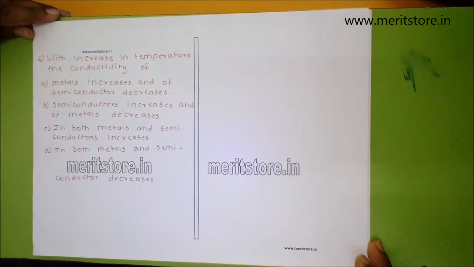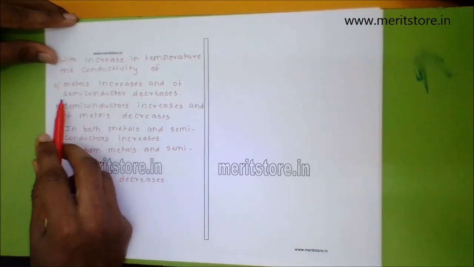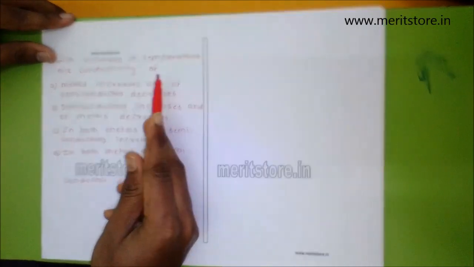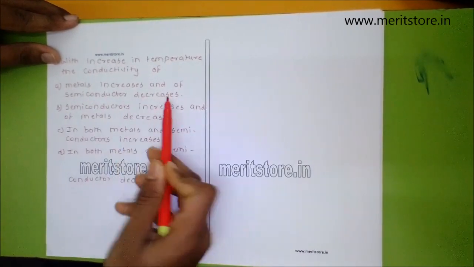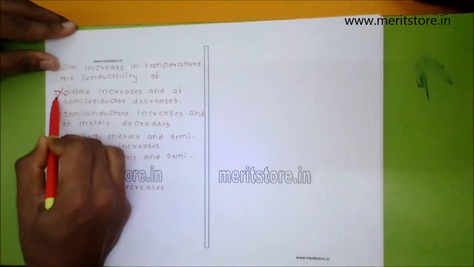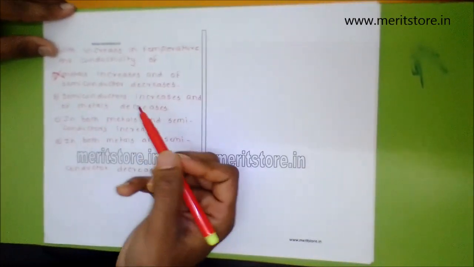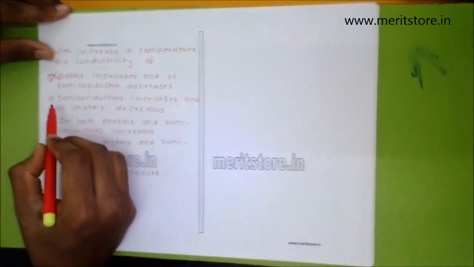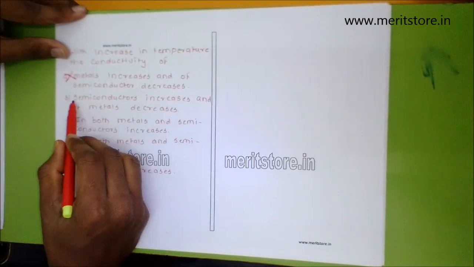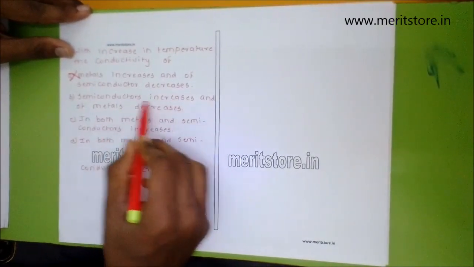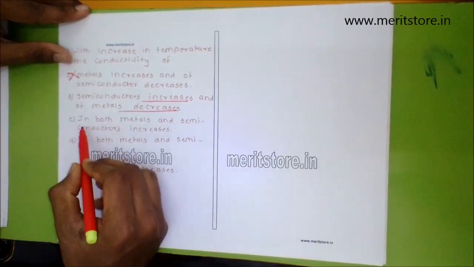With increase in temperature, the conductivity of, there are 4 options. Let's look at the first option. With increase in temperature, the conductivity of metal increases and that of the semiconductor decreases. Obviously this is not true, since the increase in temperature would cause a decrease in the conductivity of metals. The second option, with increase in temperature, conductivity of semiconductor increases. This is correct, and that of metal decreases. This is also true.